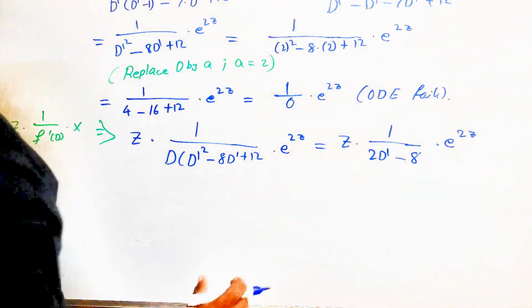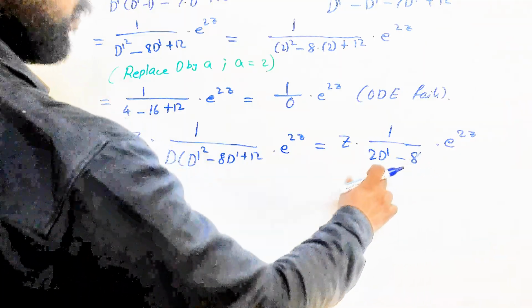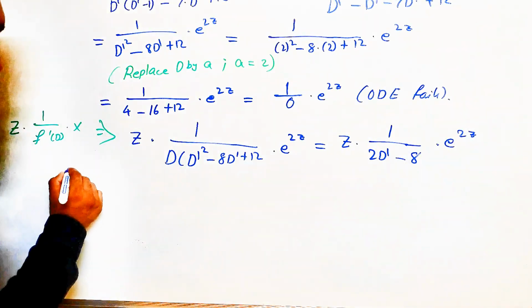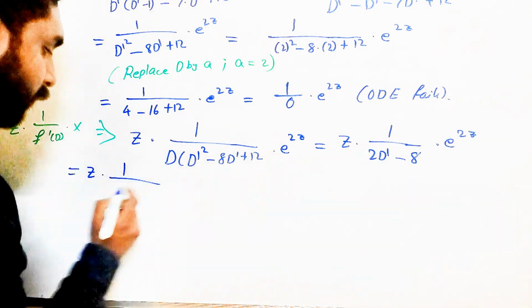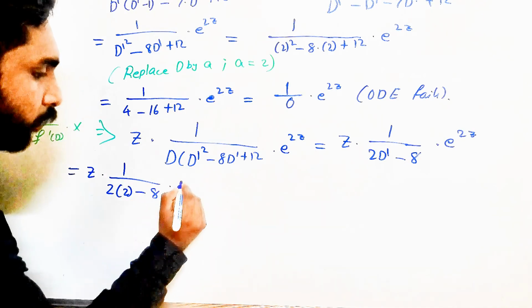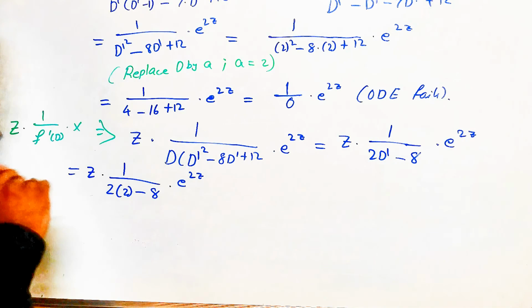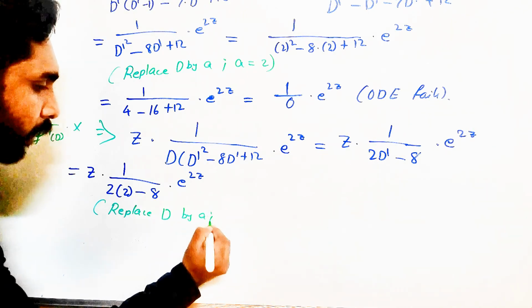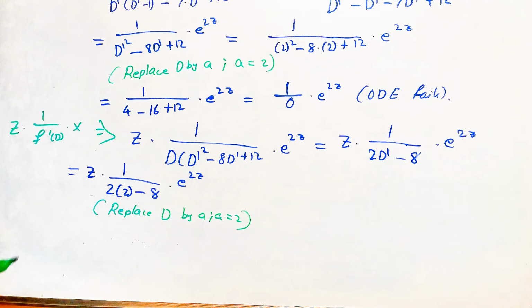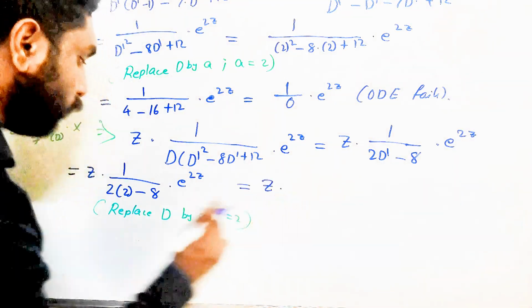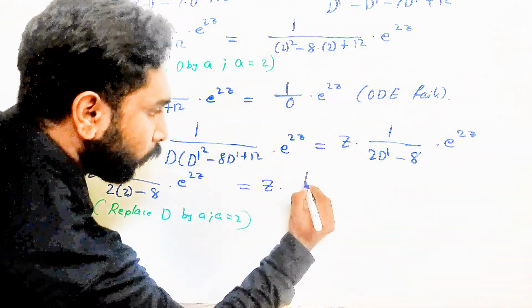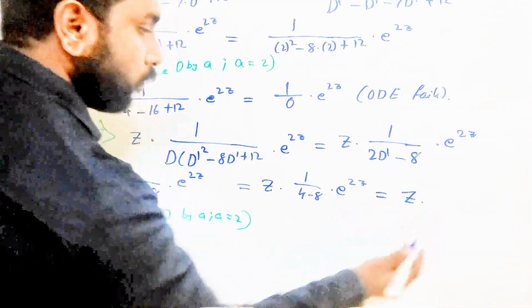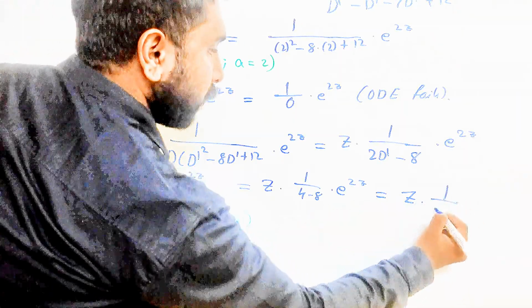Okay. So we have substituted, now it's time to replace. So we have to replace D by 2. So replacing D by 2, we get z into 1 by 2D, meaning 2 into 2, minus 8, into e to the power of 2z. It's just nothing but I am replacing D by a, and a is equal to 2 here. Fine. Let's go on solving. Z into 1 by 2 into 2, 4. 4 minus 8. So 1 by 4 minus 8 into e to the power of 2z. That is equal to z into 1 by minus 4 into e to the power of 2z.